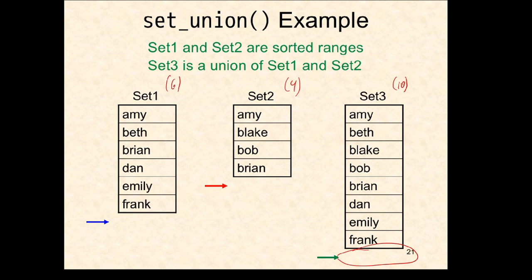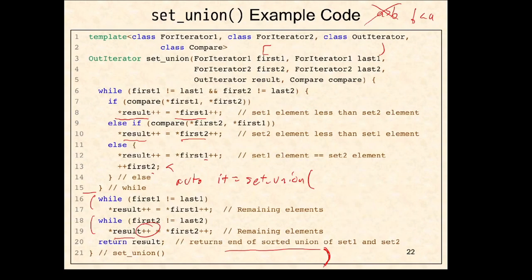But wait a minute, we said set 3 was a deque. Set 3 was a deque, we resized it to 10, but now it's got 2 empty strings at the end of it, and I don't want those empty strings there. So what I can do afterwards is I could say something like set 3 dot erase, from it to set 3 dot end.